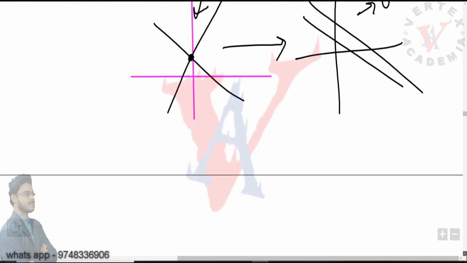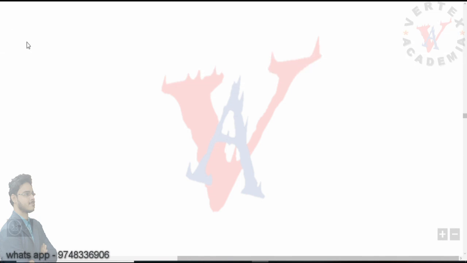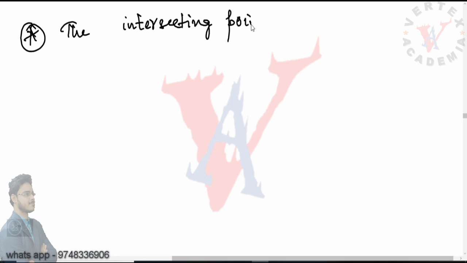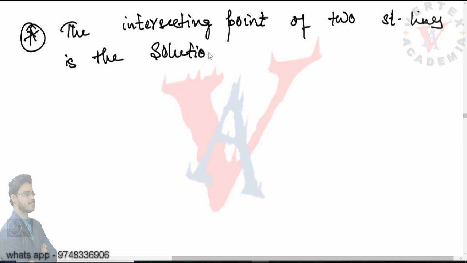And another important thing, which is the final conclusion of today's lecture, is that the intersecting point of two straight lines is the solution of the two straight lines.